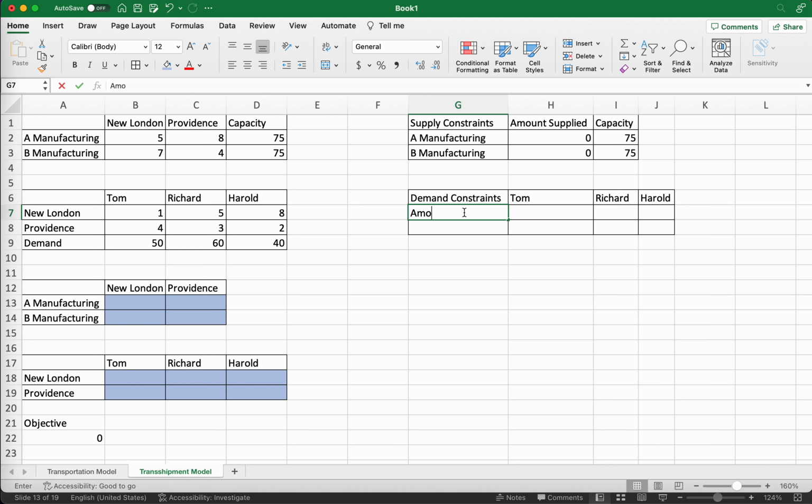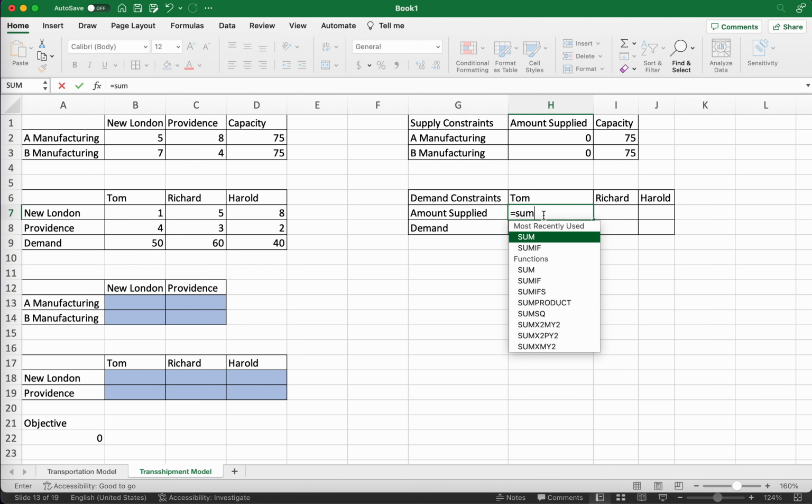So this is the amount supplied, and this is the demand. Demand we know, so demand values are here. The amount that is supplied to Tom is all the supply coming in from New London and Providence going into Tom Inc.